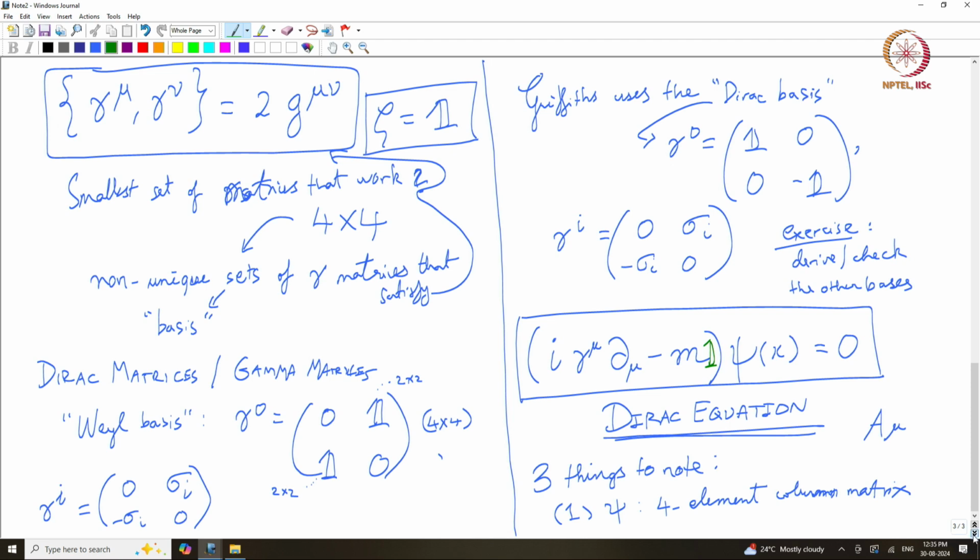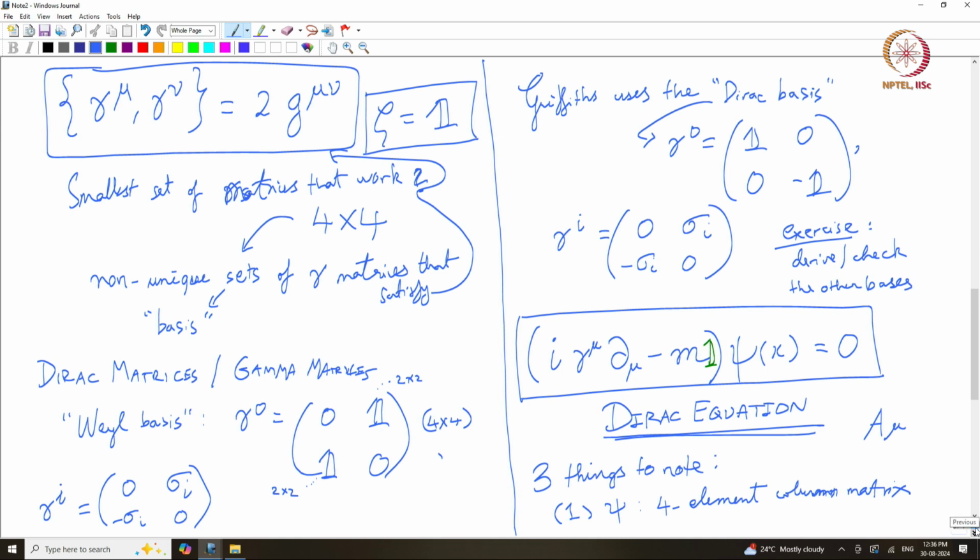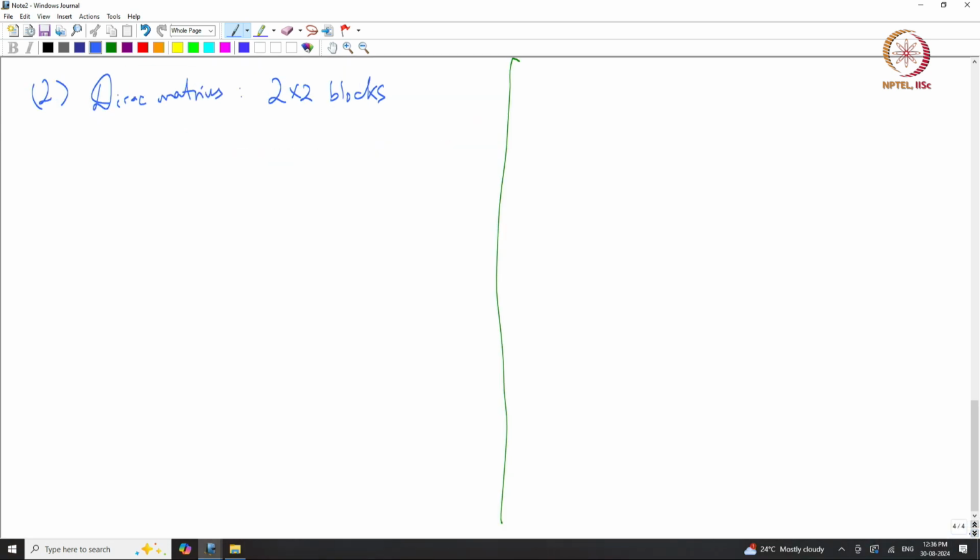Next, we just noted that the Dirac matrices were composed of 2 by 2 blocks. That seemed a little strange, they are not very generic matrices, there is a nice pattern to this, 2 by 2 blocks that seem to say something about spin because they are made of Pauli matrices.